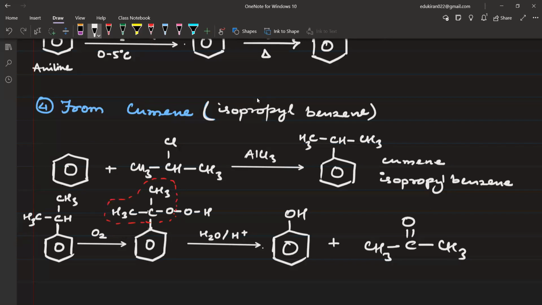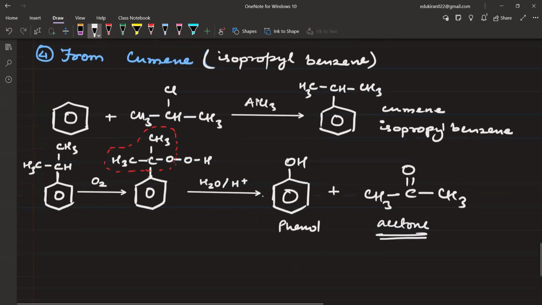Is everyone done? So as you can see, this is phenol, and this is acetone. I will see acetone in the next chapter, that is aldehydes, ketones and carboxylic acids. Both of these are very useful materials.